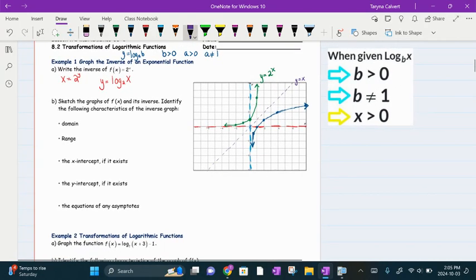Yep. All right, so then from there, we can do our characteristics now. So here we sketched both. I better label my other one. Y equals log base 2 of X. So then, we're only identifying the characteristics of the inverse. So what's the domain of the inverse? X is greater than 0.